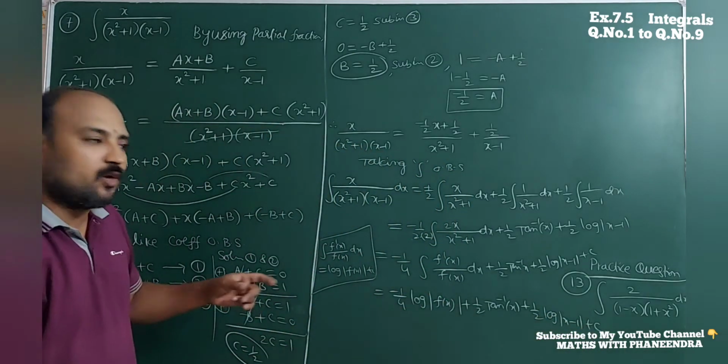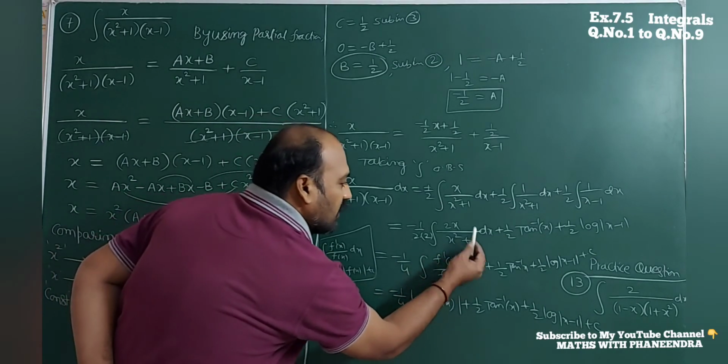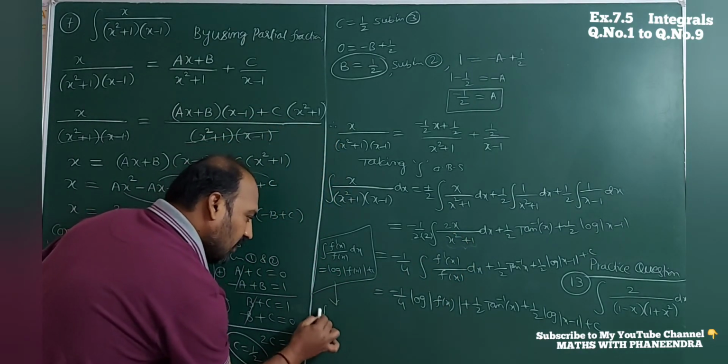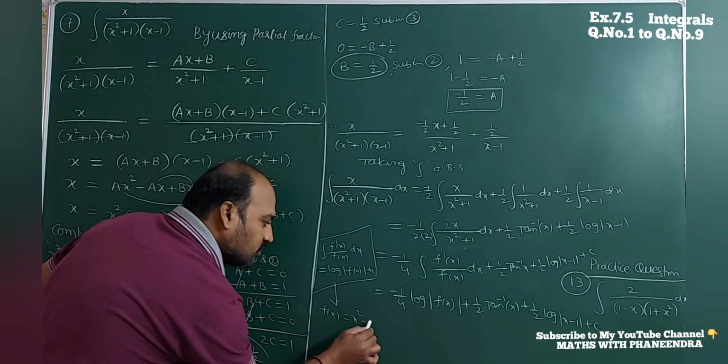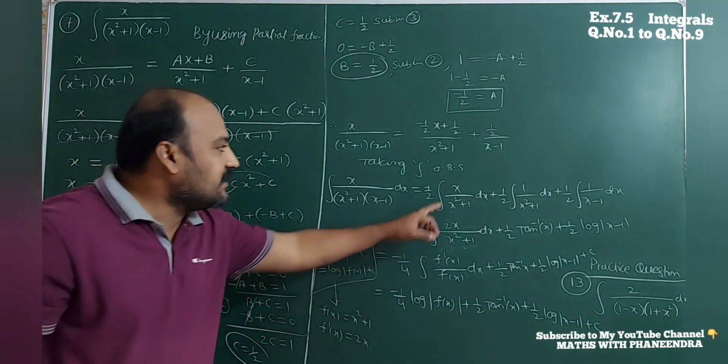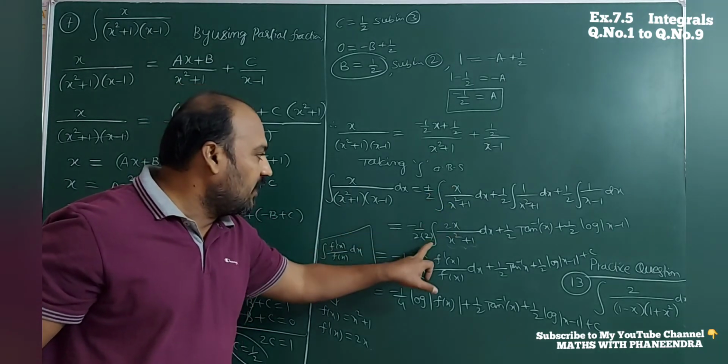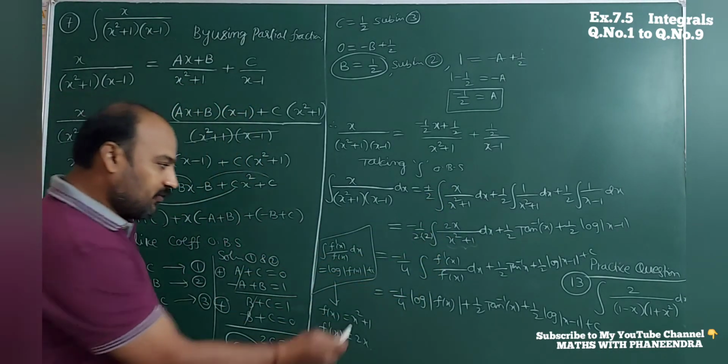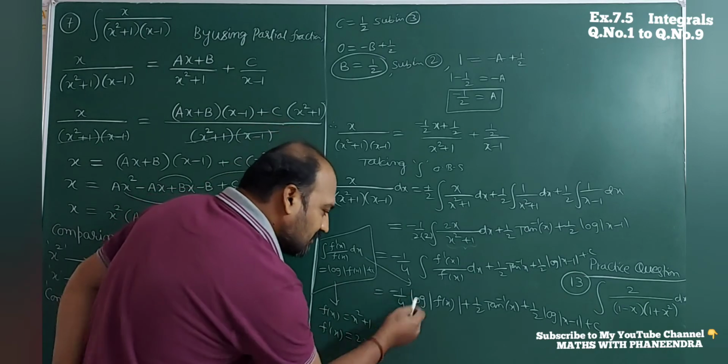In place of f of x, what we have to take? X square plus 1 is f of x. Here f of x is equal to x square plus 1. F dash of x is equal to 2x. So 2x generally is not there yet, but we are multiplying and dividing by 2 to get this form. After that we apply this formula, we get this answer.